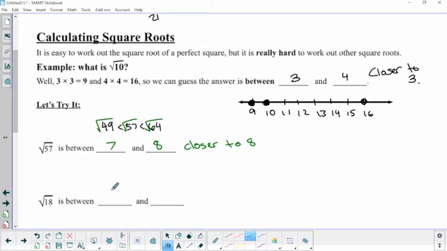Square root of 18. Since 18 is between 16 and 25, I can look at the square roots of those numbers. Square root of 18 will be between 4 and 5. 18 is closer to 16 than it is to 25, so this is closer to 4.